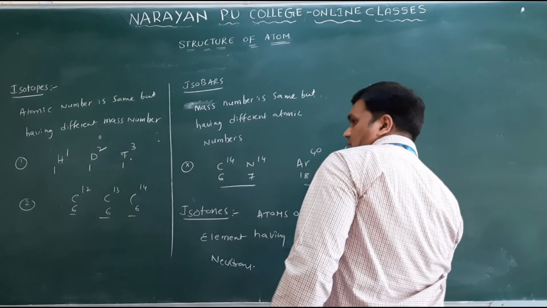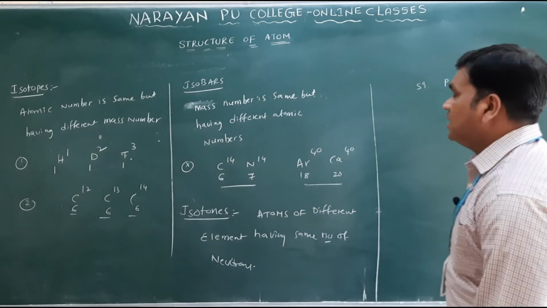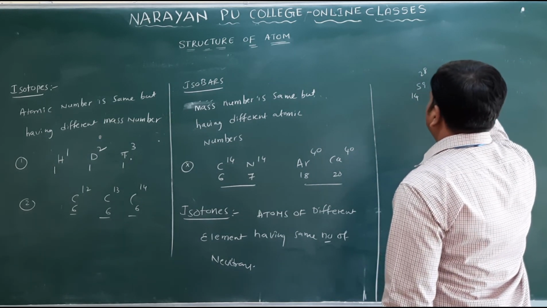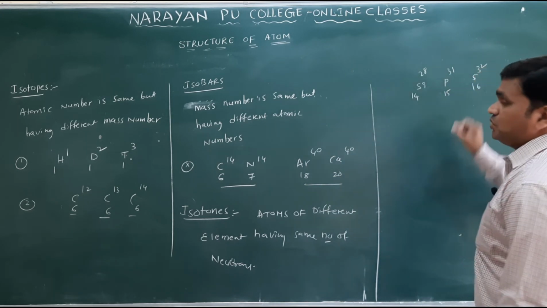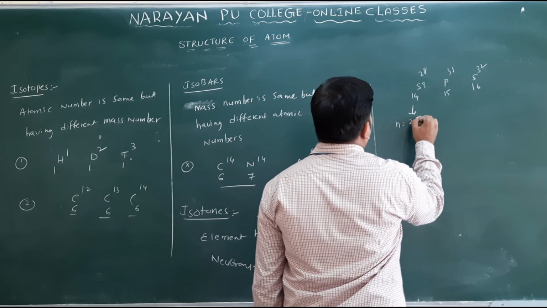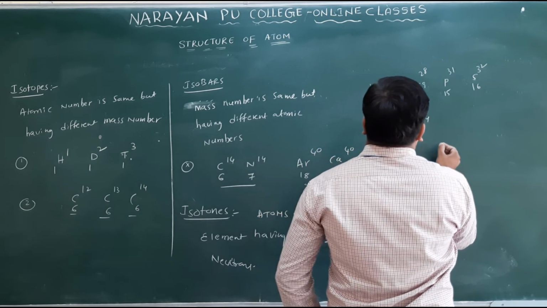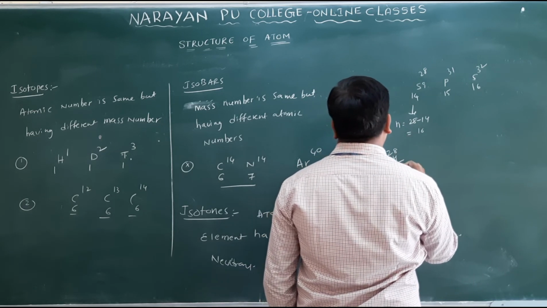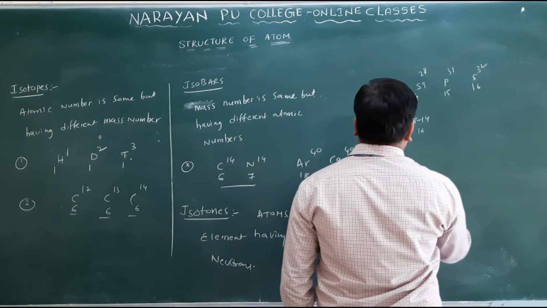Let us take an example here. Silicon, phosphorus and sulfur I am taking. Silicon we have 14 and it is 28. Phosphorus 15, 31. Sulfur 16, we have 32 only. Number of neutrons is equal to what? We can get 28 minus 14. How much will you get here? 14.